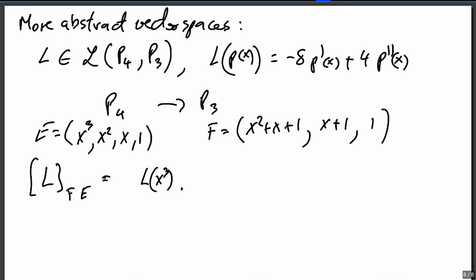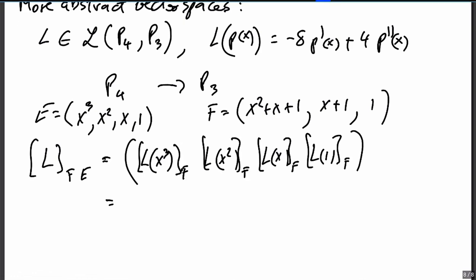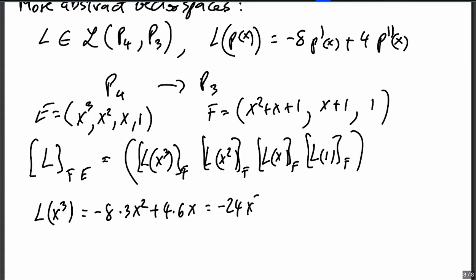So by the definition, this is supposed to be a matrix where we use the basis vectors. We apply the transformation to those basis vectors in E, and we expand this in the new basis F. So first of all, we have to differentiate and multiply, and that takes actually some time to calculate. L of x cubed is -8 times the derivative, which is 3x squared, plus 4 times the second derivative, which is 6x, and this is -24x squared plus 24x.